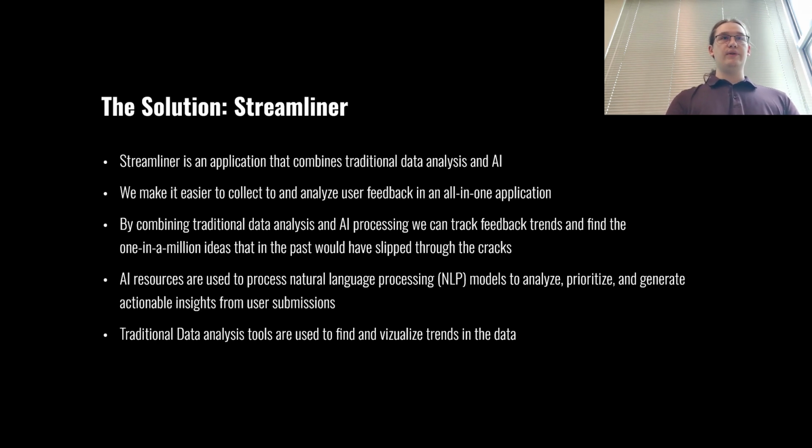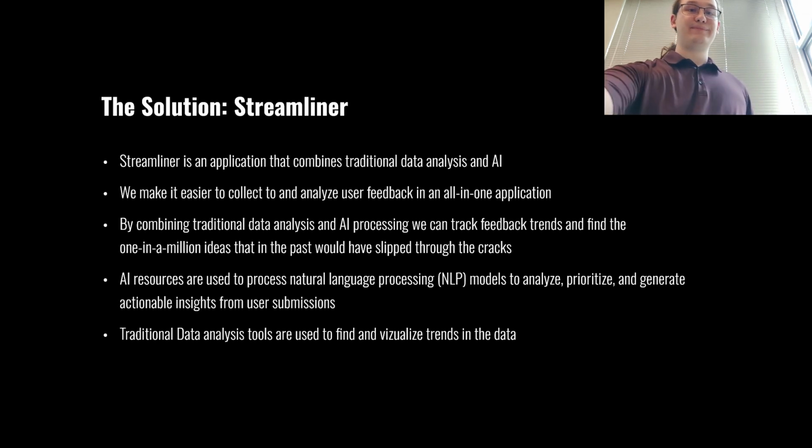The AI resources that we use are natural language processing, which analyzes the text data and then prioritizes it based off of actionability and importance to generate actionable insights from the user text submissions. And then we use traditional data analysis, and we can create visualizations too, so it's easy to interpret the data on the back.